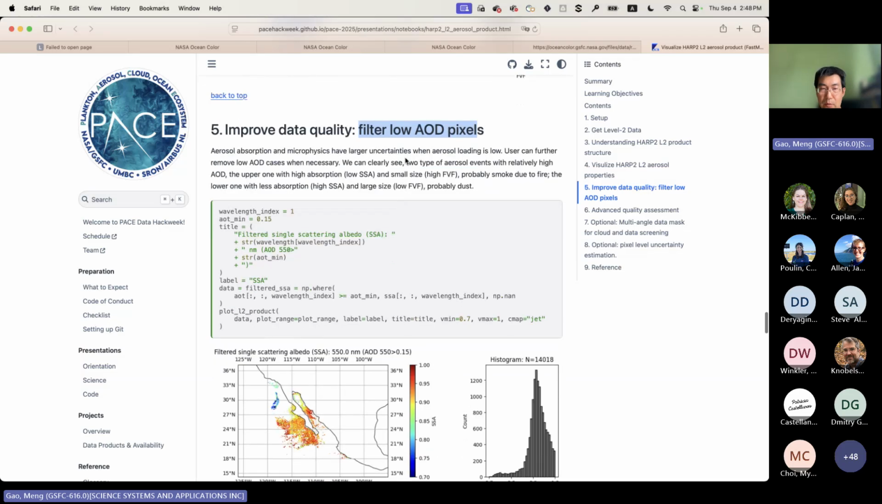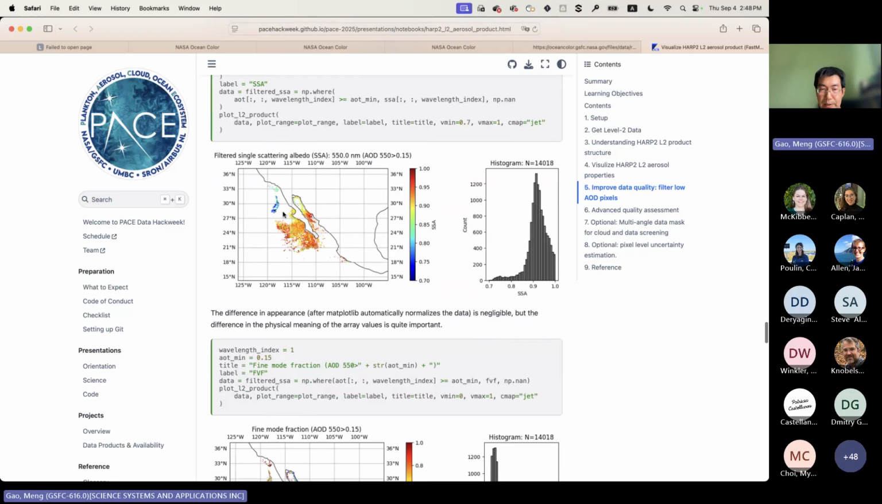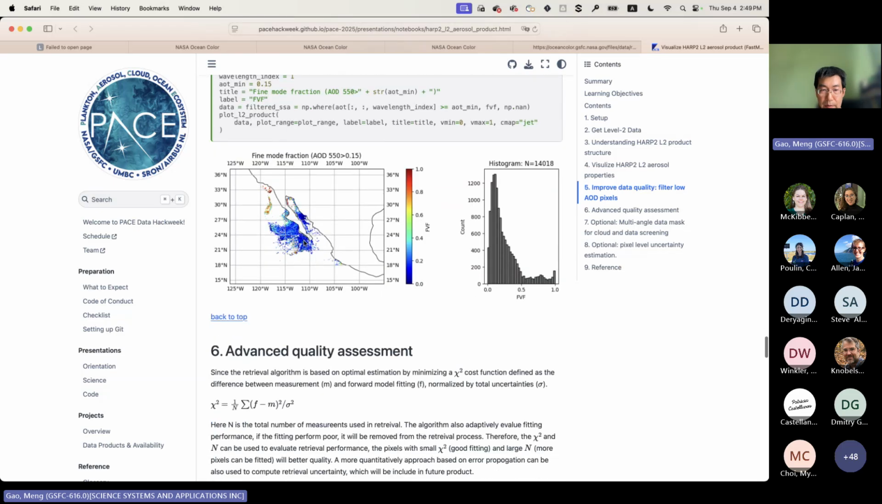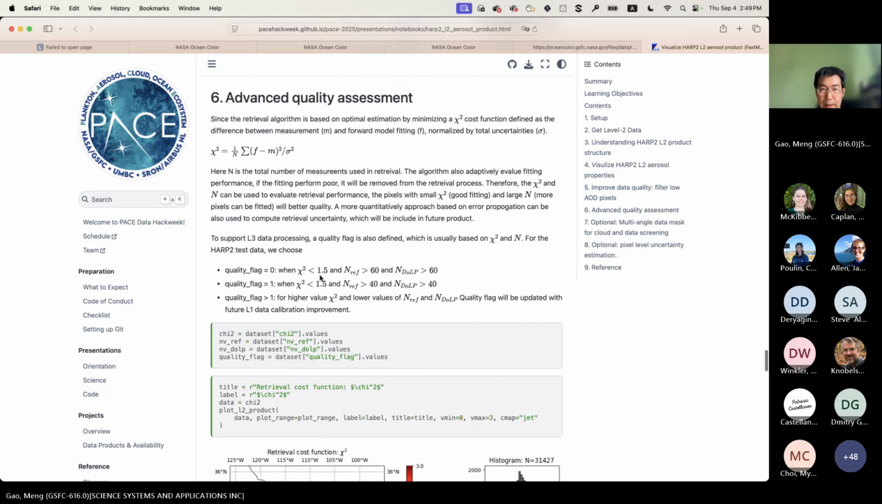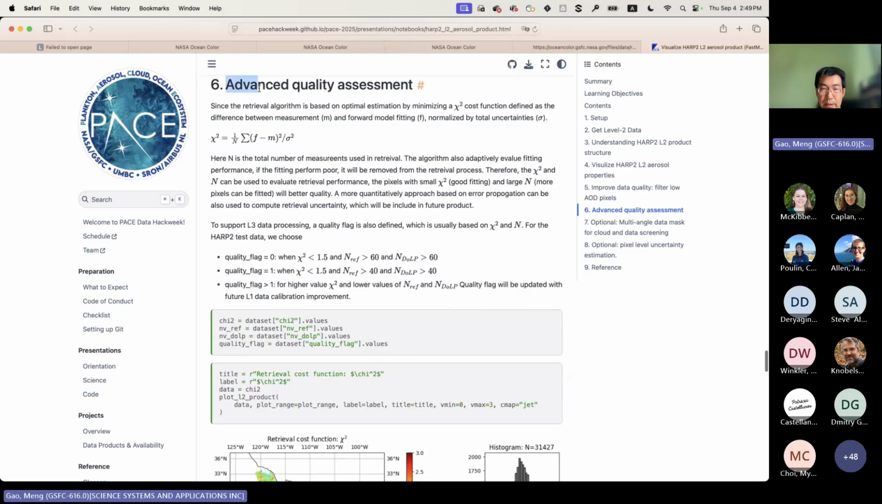So one good way to look at this is that you can screen out the low AOD pixels, and you can highlight these two events for the absorption and thermal volume fraction. So this is for quality assessment. I've mentioned this: we look at the fitting cost function.